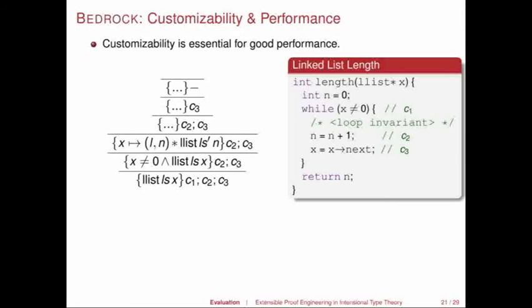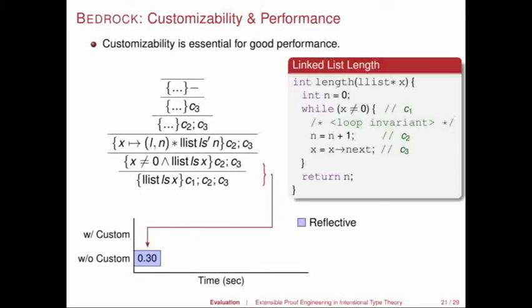Here's a simple linked list function computing the length of a linked list. This is not Bedrock syntax, but it's essentially what the program would look like. Here's the foundational proof that we have to generate in order to figure out that this program satisfies its specification. Here's C1. This proof corresponds to just the loop. So we know x doesn't equal 0, so we're not at the end of the list. We increment the length, and then we go to the next cell here. So just those 3 lines, essentially, is what's captured by C1, C2, and C3, and the verification of that is this.